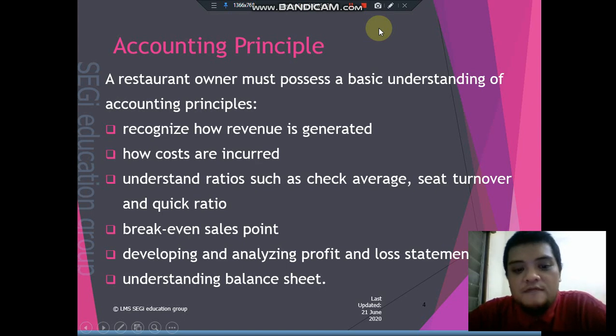And next is developing and analyzing profit and loss statement. Next is your ability as the restaurant owner to actually study the profit and loss statement. You should be able to read the profit and loss statement, and you should know the proportion, how it should be, what is the highest possible percentage of certain category in the profit and loss statement. We will discuss very detailed afterwards.